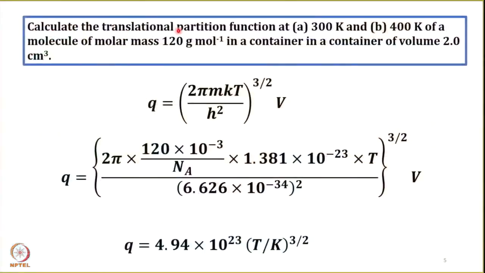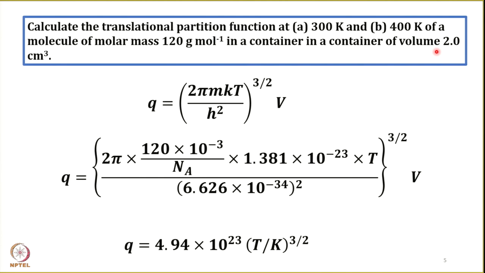The next question is, calculate the translational partition function at 300 Kelvin and 400 Kelvin of a molecule of molar mass 120 gram per mole in a container of volume 2 centimeter cube. In fact, this is a revisit of a similar problem that I've earlier done.